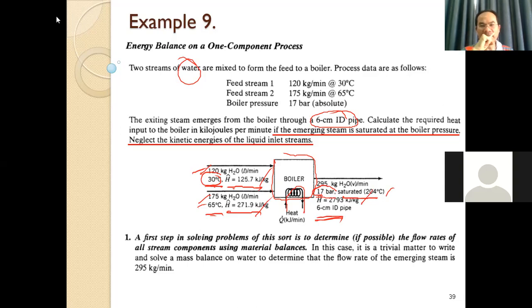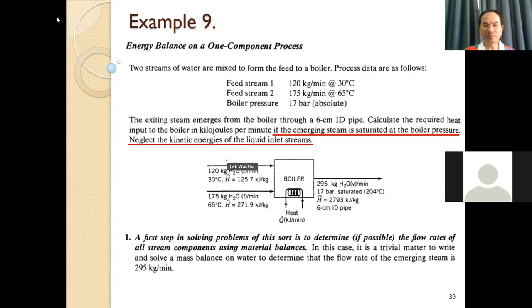Okay, the first step: after you identify all known and unknown, you use the known conditions to find the properties from the steam table. You list all of what you know. The first step is the material balance. For this case, the material balance is only input equal to output, because this is a steady state, open system. Input equals output: 120 plus 175 equals 295. Okay, this is the mass balance.